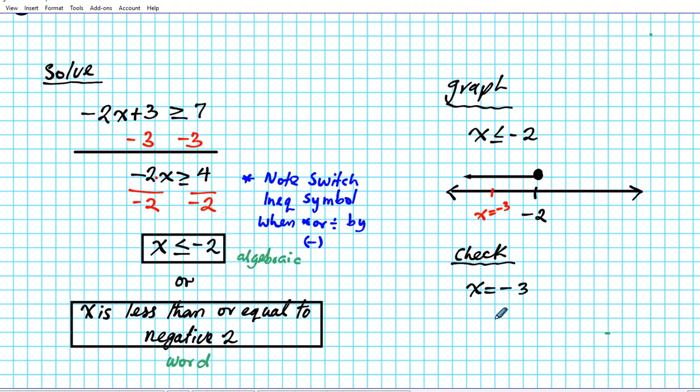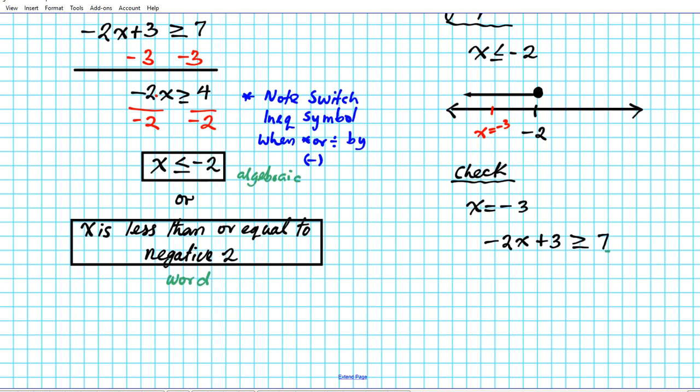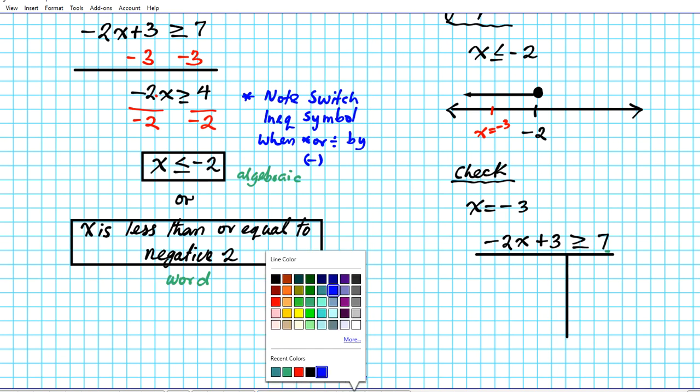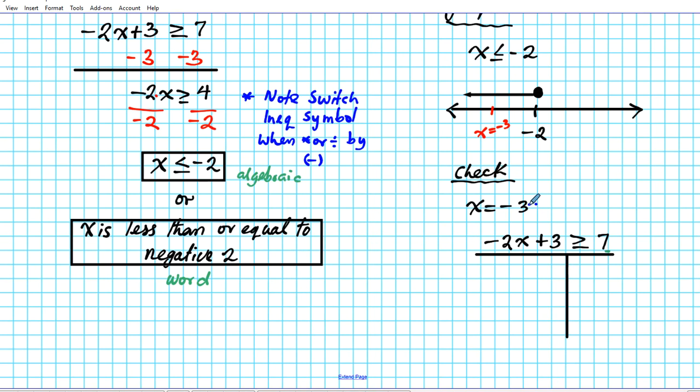We're going to be putting this into our original inequality, -2x plus 3 is greater than or equal to 7. And we will see if the substitution results in a true statement. If the resulting statement is true, then we will know that our answer is in fact correct. Okay, so let's go ahead and do our check. We're going to do this by substituting our check value into the x in the equation. Let's go ahead and do that.